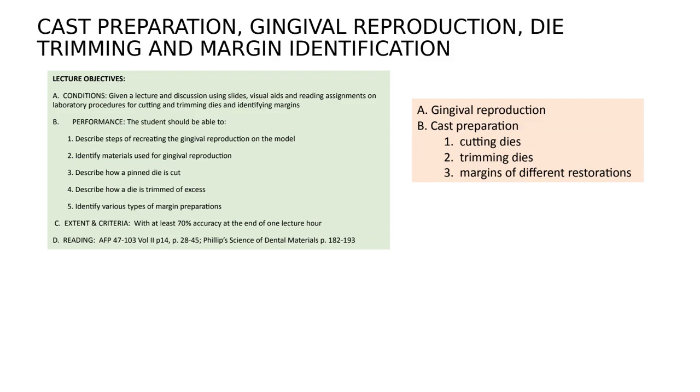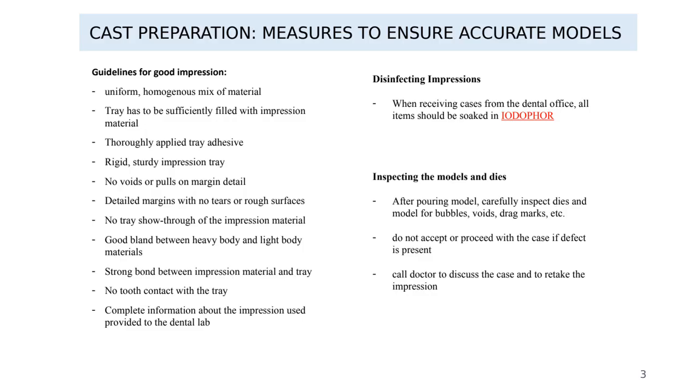In this presentation, we're going to talk about cast preparation, gingival reproduction, die trimming, and margin identification. In cast preparation, we're going to talk about cutting dies, trimming dies, and different types of margins. So, a guideline for good impressions, because we want the impressions to be accurate so our restoration will fit properly.